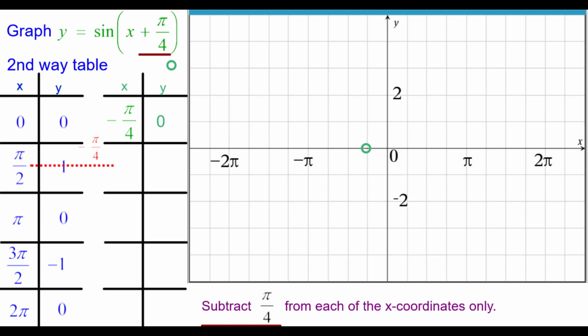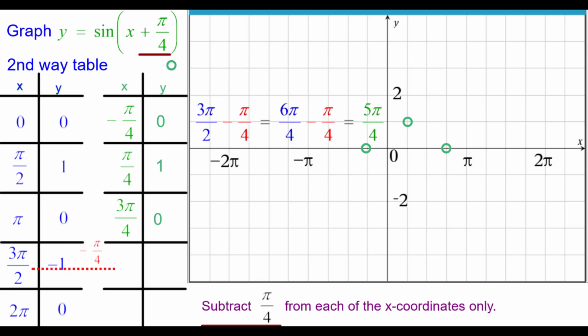Subtracting pi over 4 from pi over 2, getting a common denominator, that would be 2/4 minus 1/4 is 1/4. So (pi over 4, 1). The y coordinates remain the same. And plot that. Pi minus pi over 4, 4/4 minus 1/4 would be 3/4 pi, comma 0. Plot that.